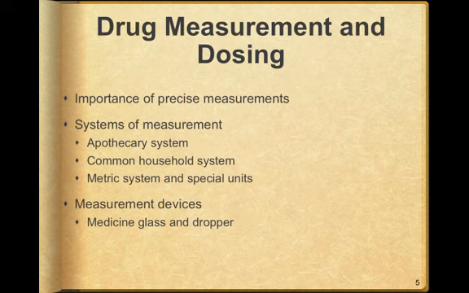Common household system, we don't use that because the graduates are too large. It contains units such as pint, ounce, and teaspoon. We'll still get conversions from the metric system to teaspoons, though, especially in children's medications. The metric system is what the scientific community and the pharmaceutical companies kind of go to. This is table 26.1 in your book, if you'll take a look at that.